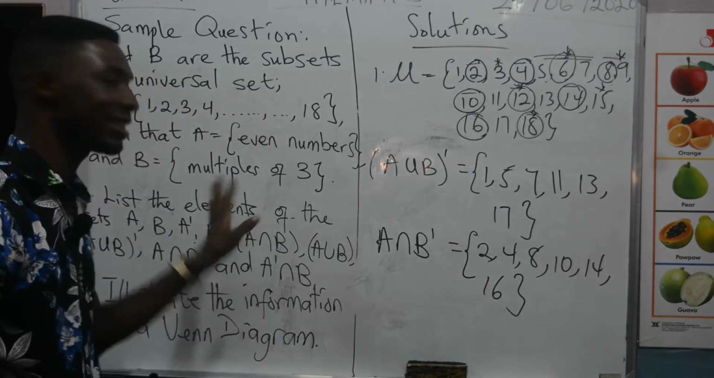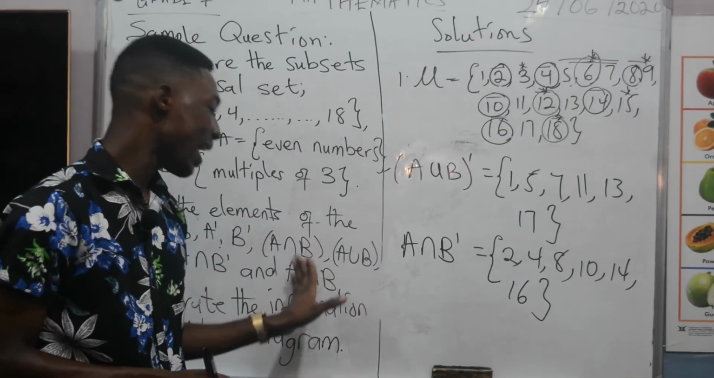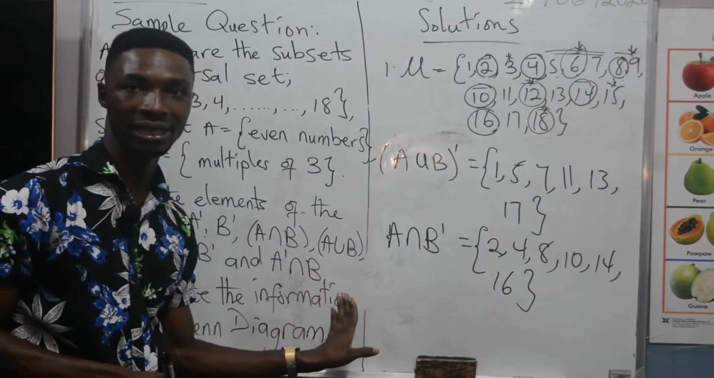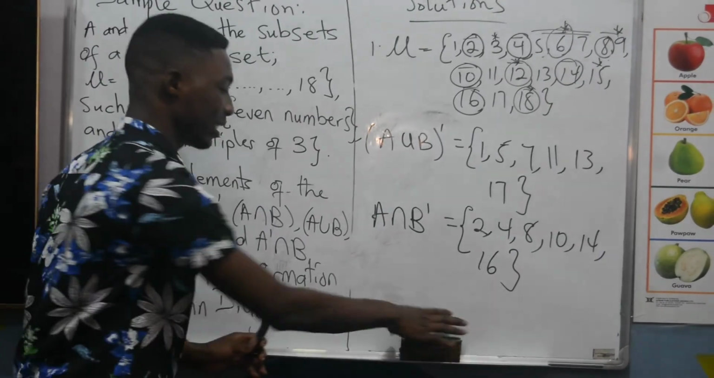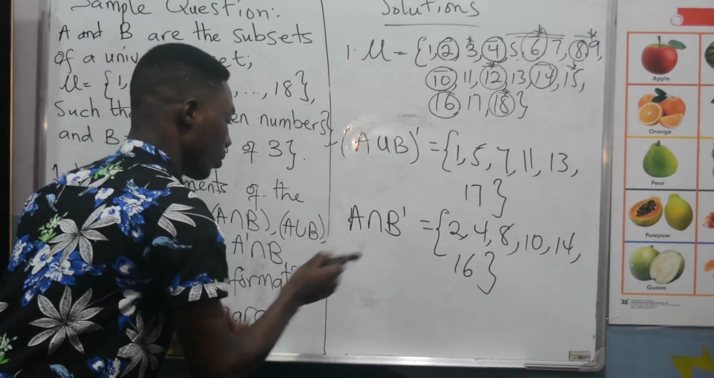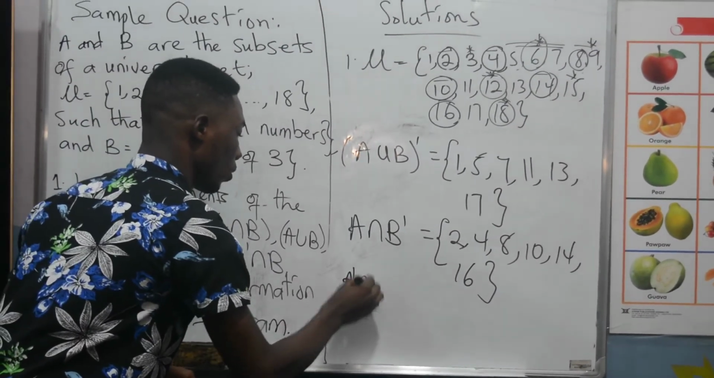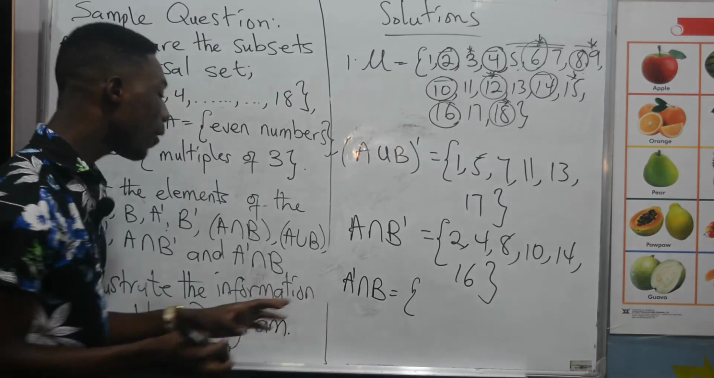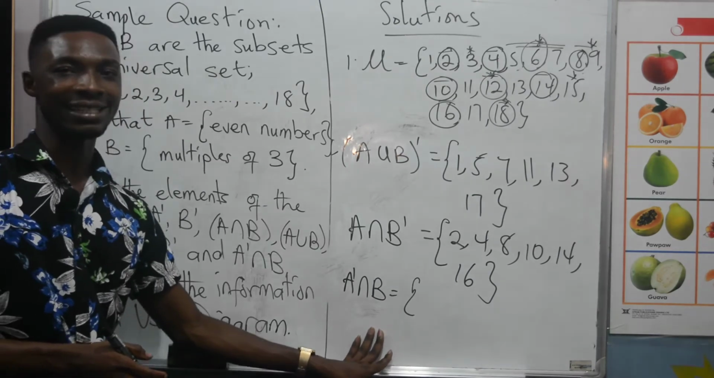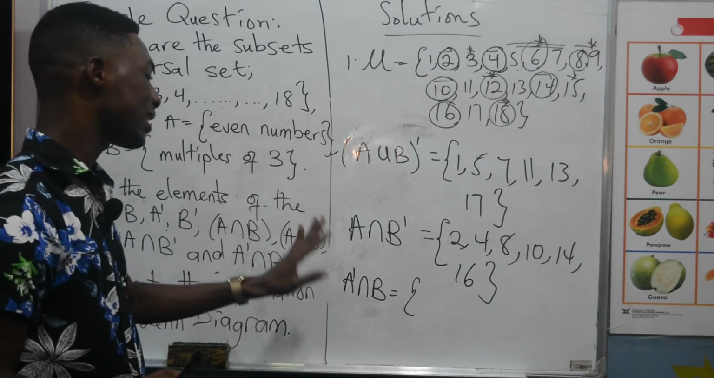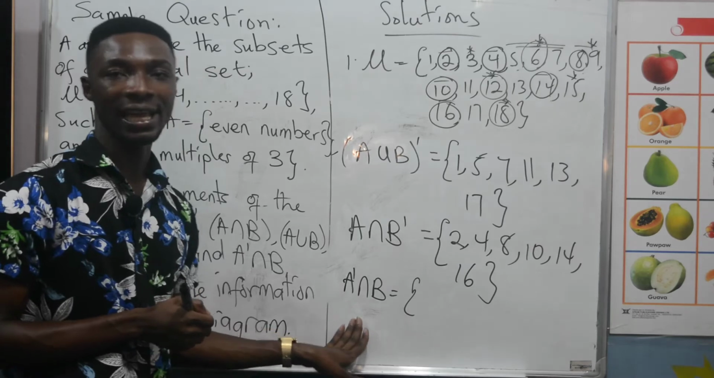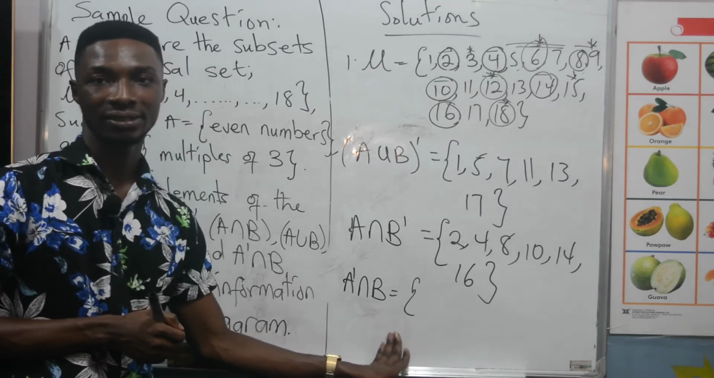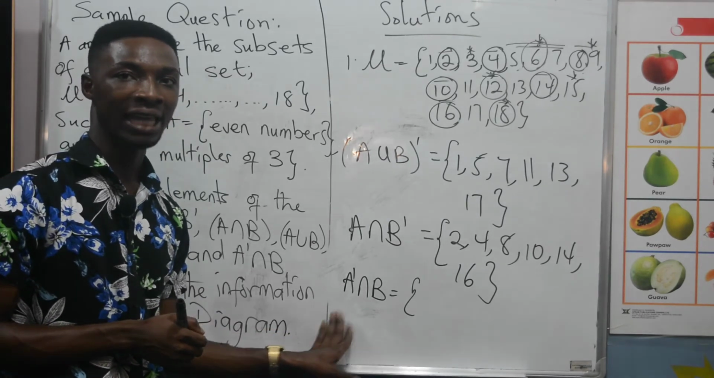Our last set to be listed is the A complement intersection B. A complement intersection B is a set that contains elements that can be found in A complement and in B.